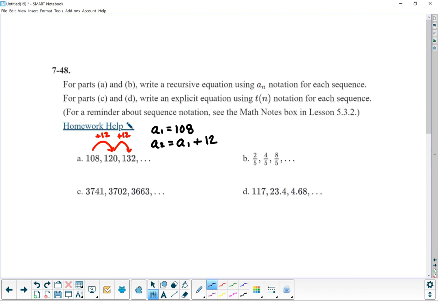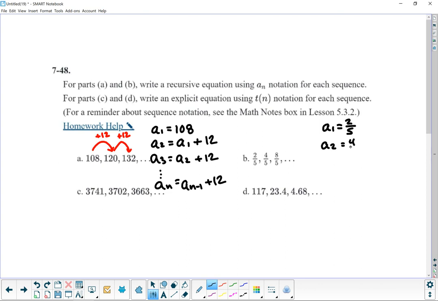And if we do A3, then it's going to be A2 plus 12. Right? It's just the one before. So this is going to keep going. And if we finally get to A_n, then it's going to be the one before. So what's before n? Well, it's going to be A_(n-1) plus 12. Like that. Okay, so this one, we're going to write down A1 equals 2/5.